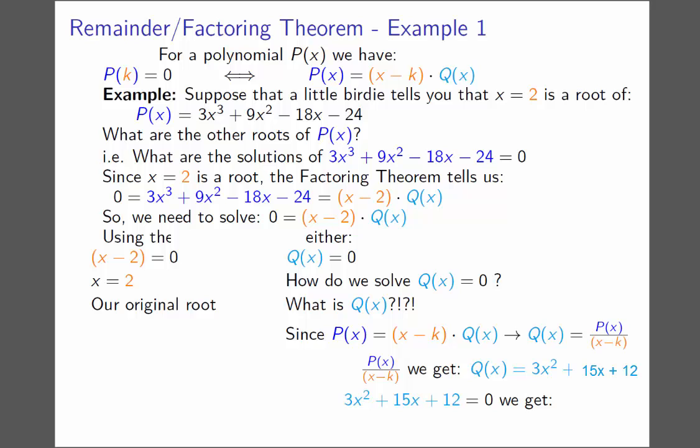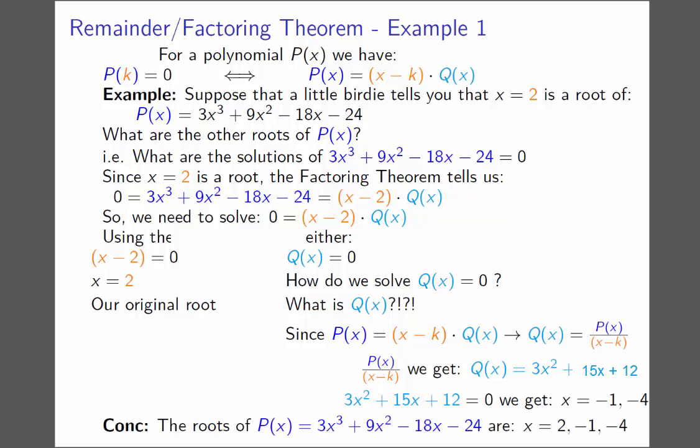And solving this with the quadratic formula, we get that x equals -1 or -4. So we can conclude that the roots of p of x equals 3x cubed plus 9x squared minus 18x minus 24 are 2, -1, and -4.